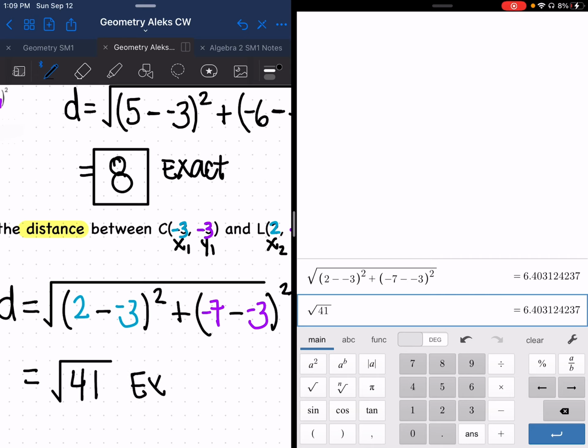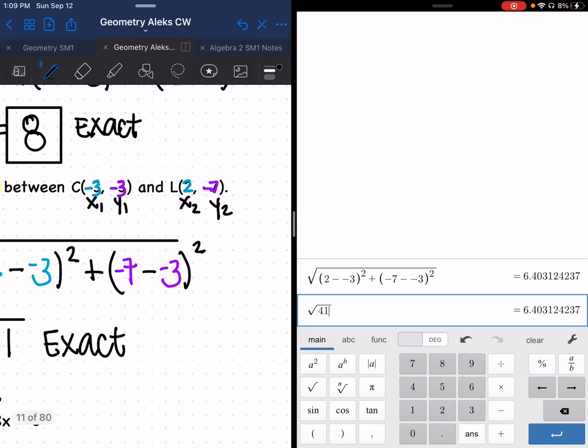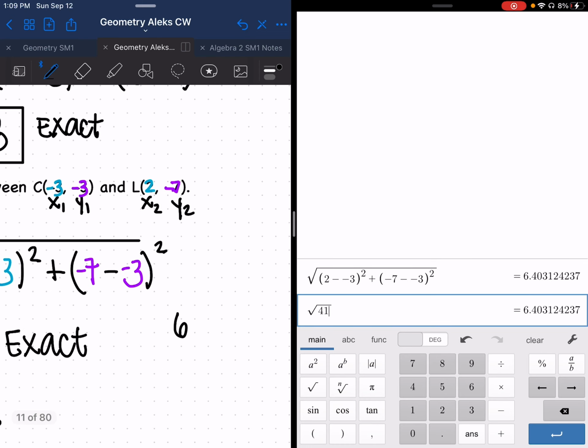This would be exact. And depending on where you are asked to round, would depend on what your answer would be for your approximate. Now, we practiced rounding to the nearest tenth, which means you're going to look at that 4. Let me go ahead and do the rounding over here.